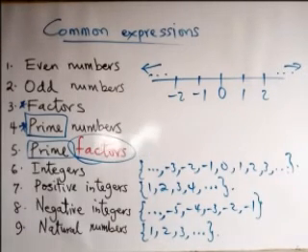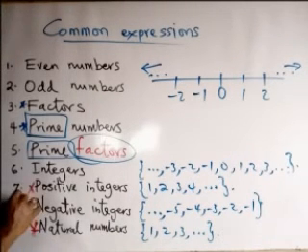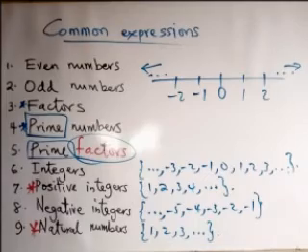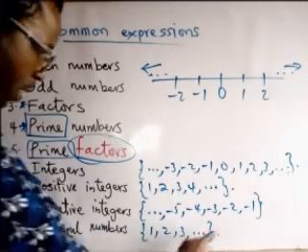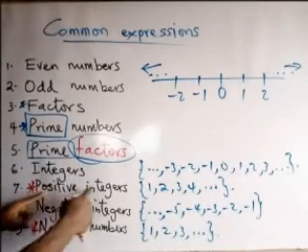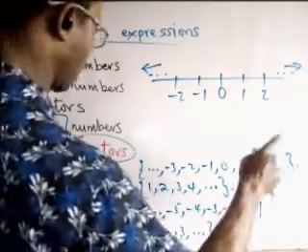And that will make us know that natural numbers and positive integers are the same set of numbers. So natural numbers: 1, 2, 3, 4, and so on. Positive integers: 1, 2, 3, 4, and so on. So they are the same thing.